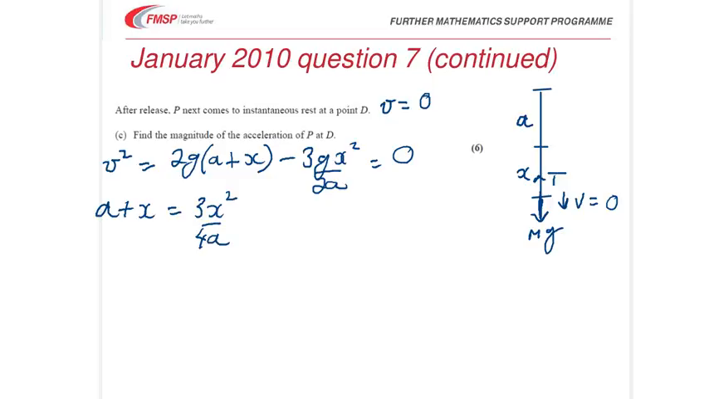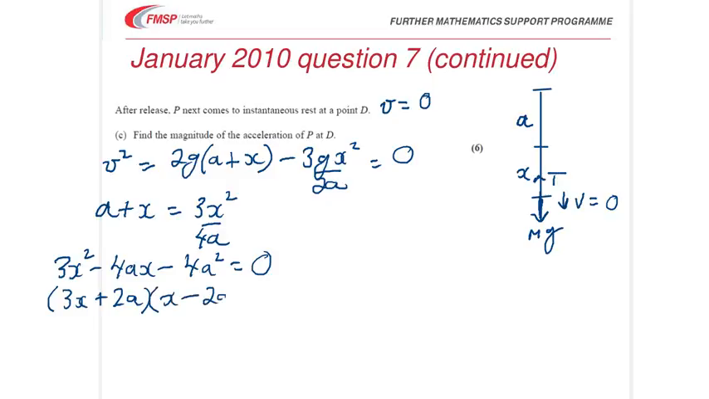That gives you a quadratic equation which you can factorize. Again, check these steps yourselves. So the only positive root there is x equals 2a. So that's when it comes to instantaneous rest, x equals 2a. We've got to find the acceleration. Now the acceleration would be measured as positive in the downwards direction.